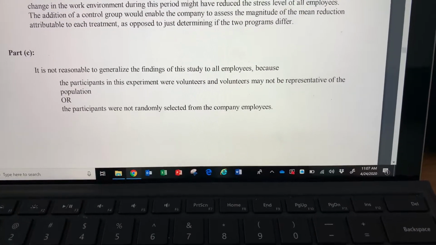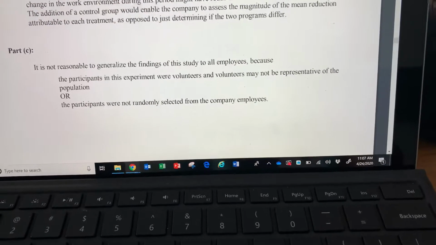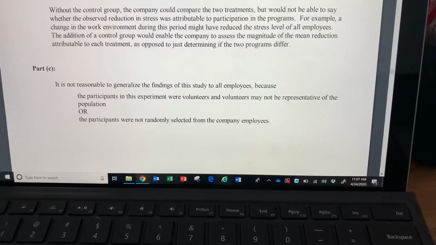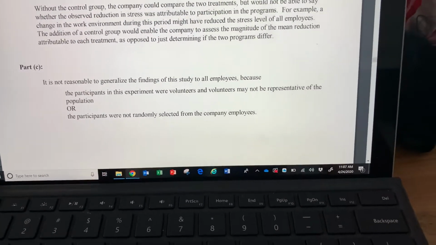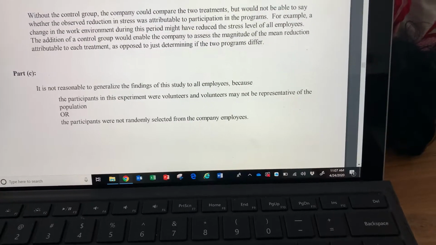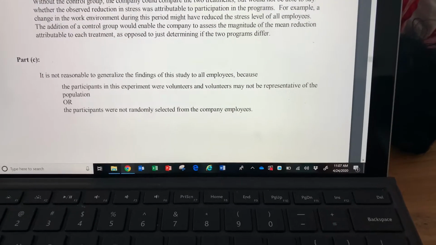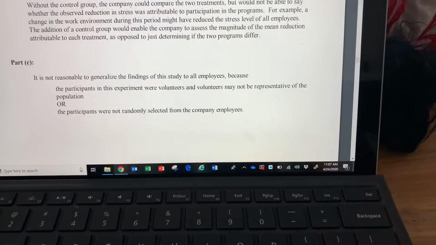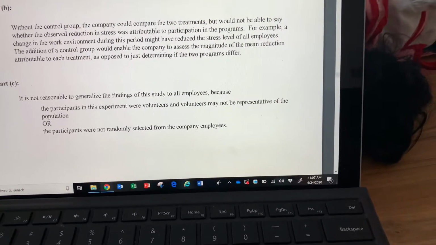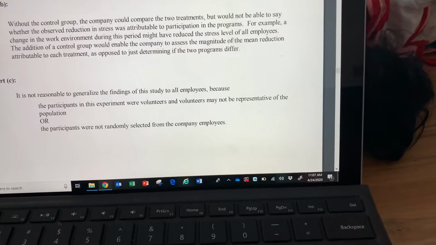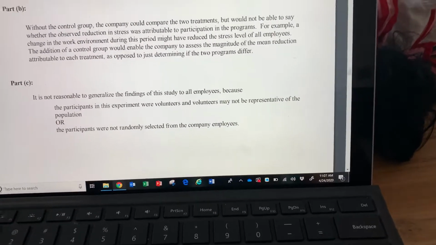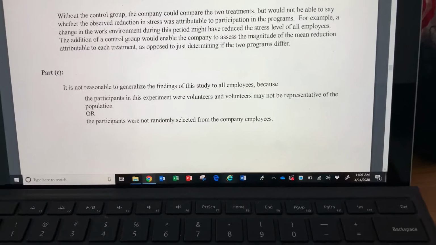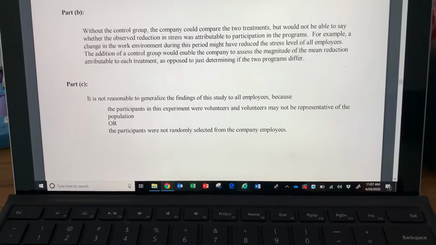And you can only generalize it to the population that you are collecting it from. So they took this group of individuals from the population of all employees in the company, so they can generalize it to all employees of the company. Not of every company, not of all the different locations where the company is at, just this location wherever they took the sample from.